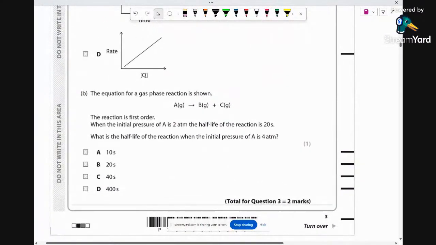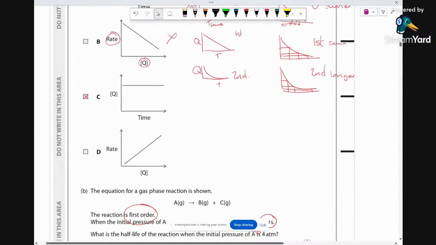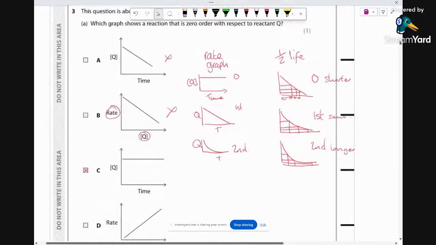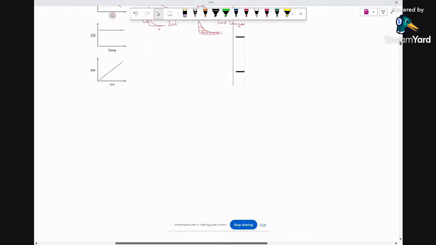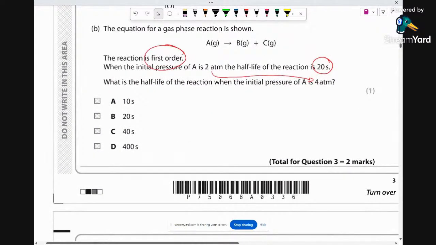Okay, the equation for a gas phase reaction is shown. The reaction is first order. When the initial pressure is 2 atmospheres, that's the same as concentration, by the way, the half-life is 20 seconds. Okay, and it's first order. What is the half-life of the reaction when the initial pressure of A is 4? Okay, so they've doubled the pressure. This is the same as doubling the concentration. And this is a half-life graph. So they've told me that it's first order, so the half-lives remain the same. So 20 seconds, it won't change because it's first order.